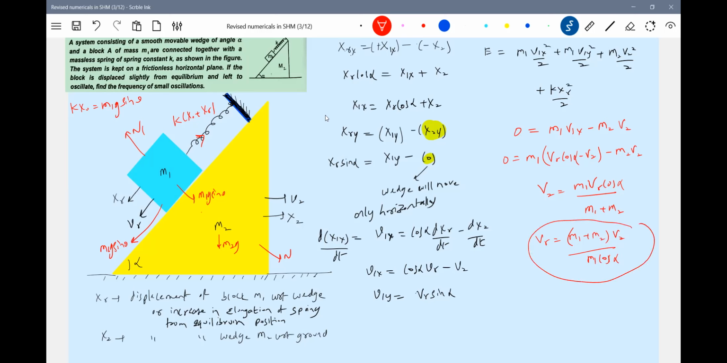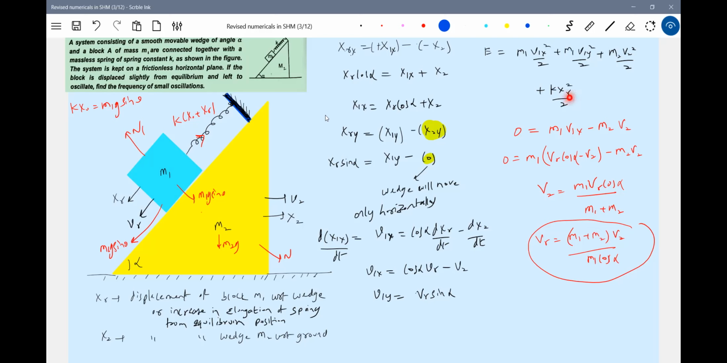Now, what I can do is like this: VR, I'll substitute it, I'll get V1X, V1Y. Okay, already this VR is there. This VR I'll substitute here, then I'll get V1X in terms of V2. This VR I'll substitute here, then I'll get V1Y in terms of V2. So I brought everything in terms of V2. If I can show that wedge is executing SHM, it means even the block also will execute SHM.